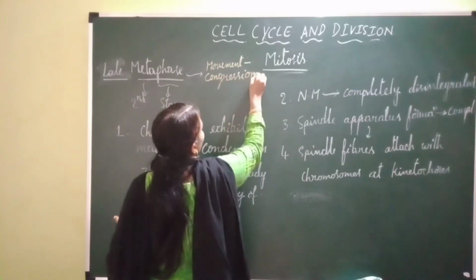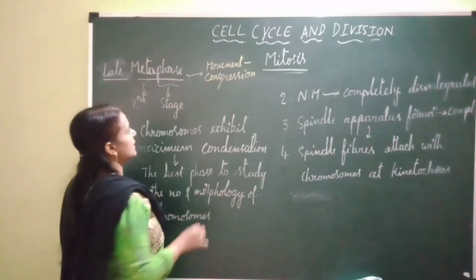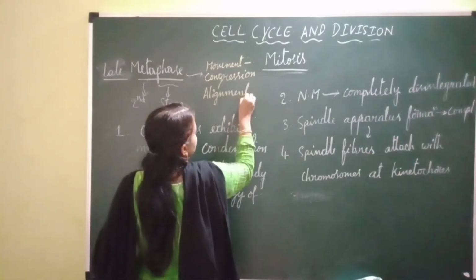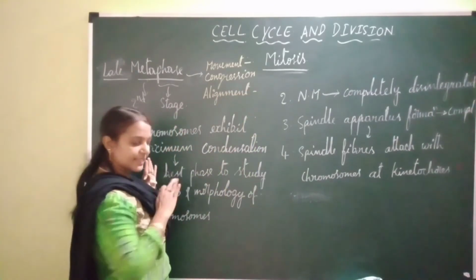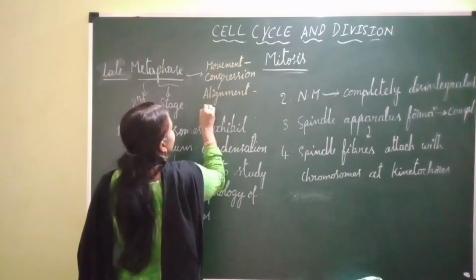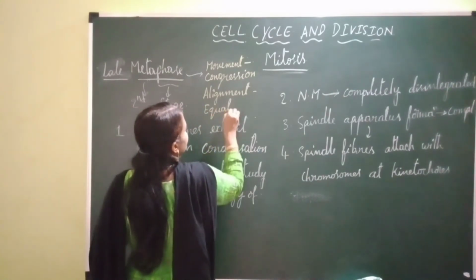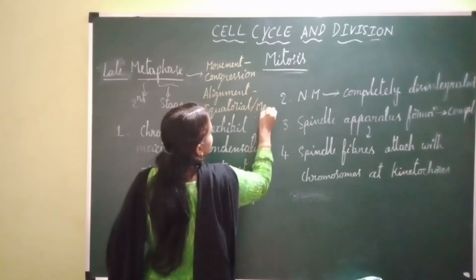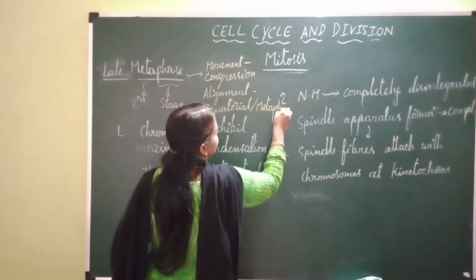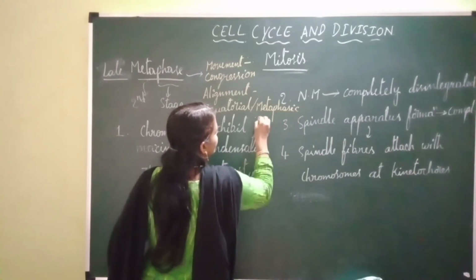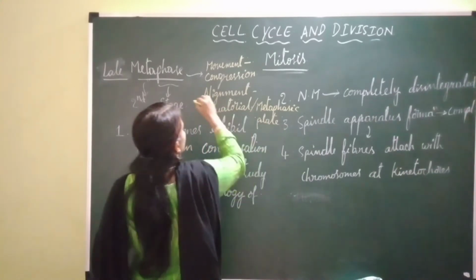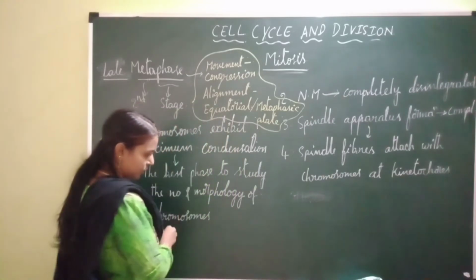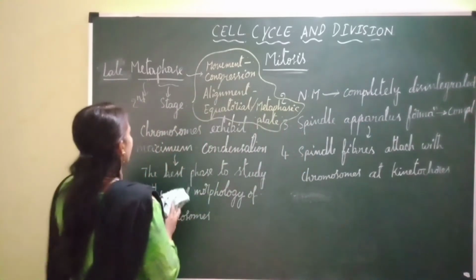Whereas alignment of chromosomes at the center of the cell is called the metaphasic plate or equatorial plate. So let's see how this happens. I will explain these steps with the help of a diagram.